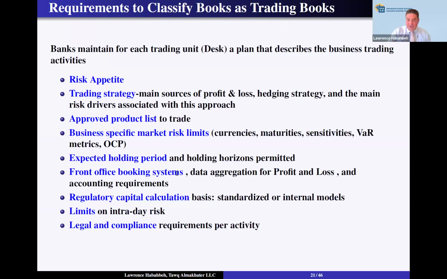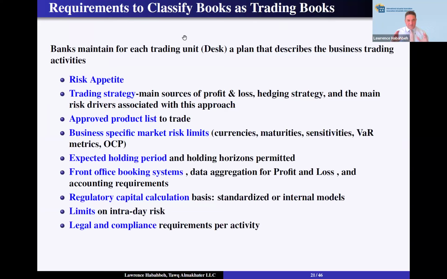Also, you need to provide information on the holding period. I mean, how long do you expect to hold the instrument to generate the P&L from it.